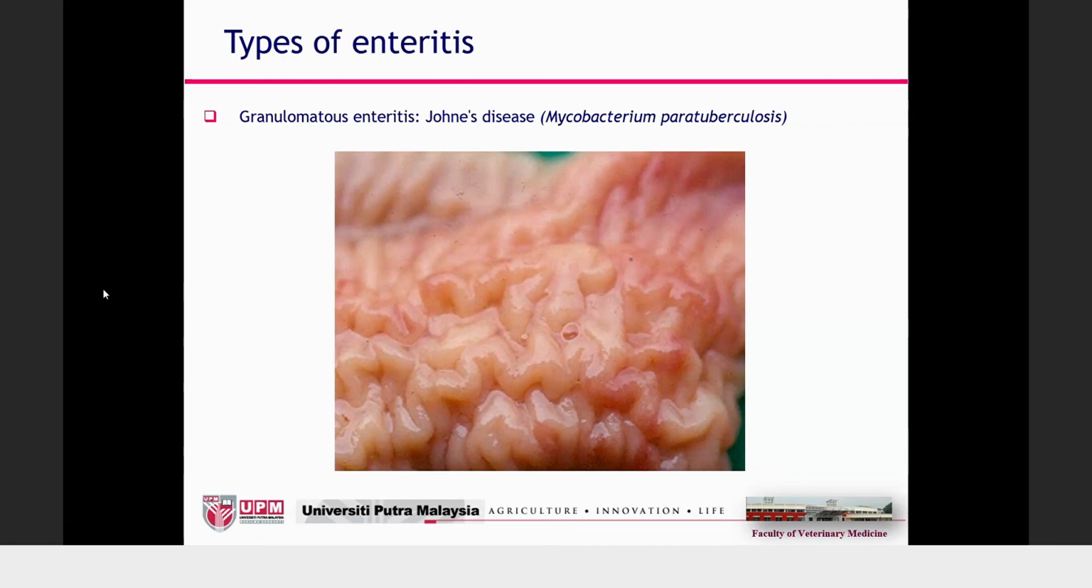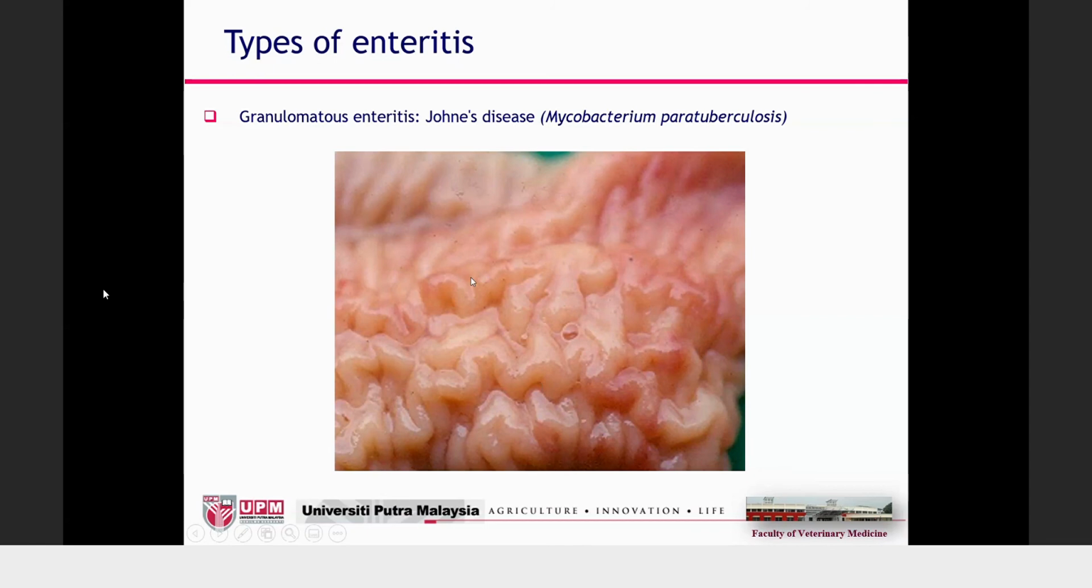So this is how the folding looks like. Looks very fresh, although there are some areas of congestion. But otherwise, you can see a lot of mucus, still a lot of mucus there. There's some area of congestion there, not hemorrhage. But otherwise, they are quite clear when you compare with the case of necrotizing enteritis, isn't it?